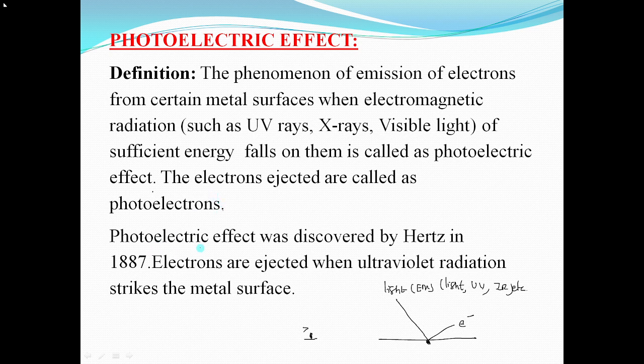Now, this photoelectric effect was first discovered by the scientist Hertz in 1887. Next, see which electromagnetic radiation he used. He first did the experiment with ultraviolet radiations. So, the photoelectric effect was first discovered by Hertz, and this experiment was done with the help of ultraviolet radiations.